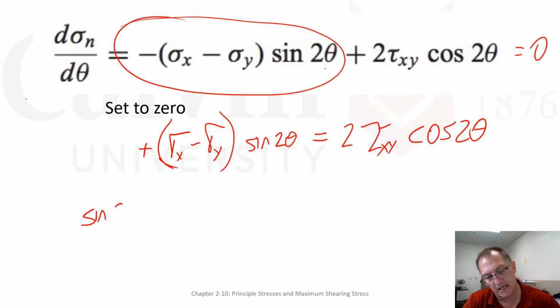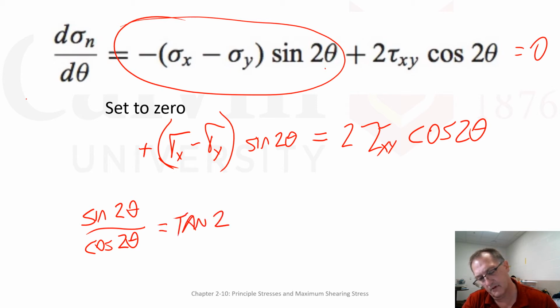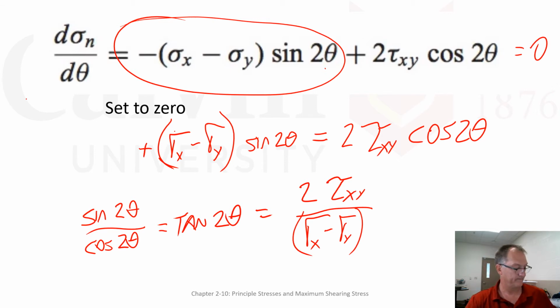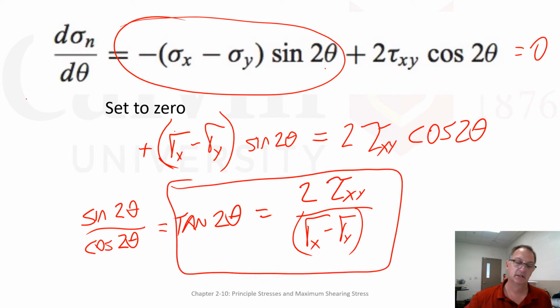Sine 2 theta over cosine 2 theta is tangent of 2 theta, which is equal to 2 tau xy divided by the difference between the normal stresses, the x and the y. I can use that equation to calculate an angle.